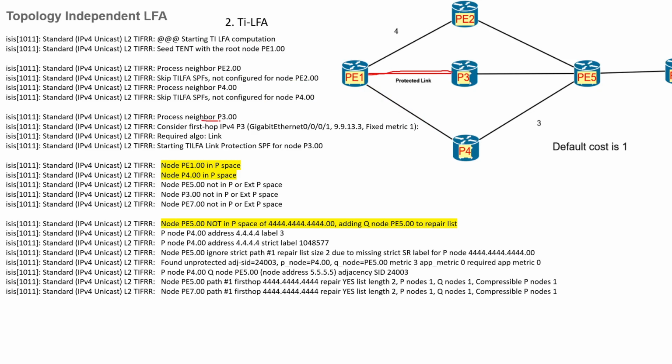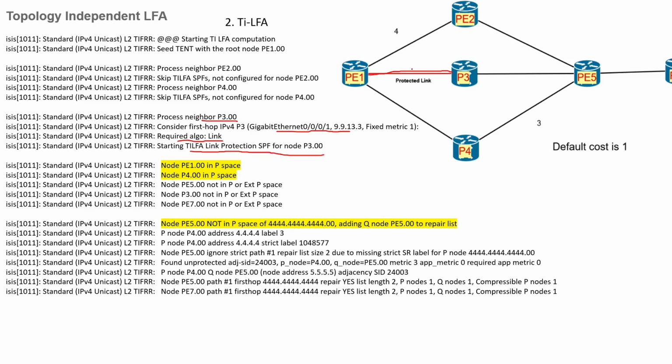But this is the interface on which we have configured the Ti-LFA. So it started the Ti-LFA processing for the link between PE1 and P3. This is that interface, and the required algorithm is link. By default it is link, so for node and SRLG we need to enable it. Then it starts the Ti-LFA link protection for node P3.